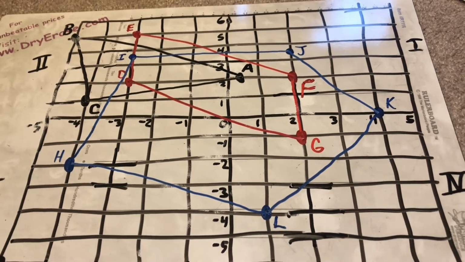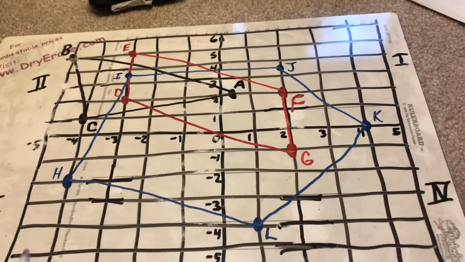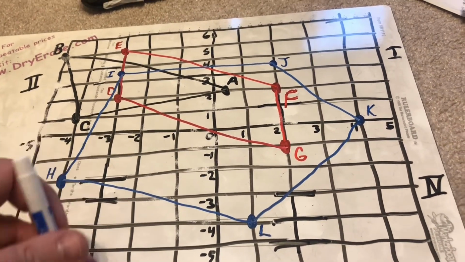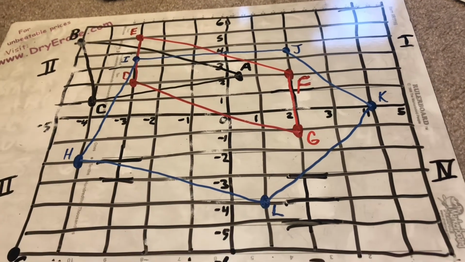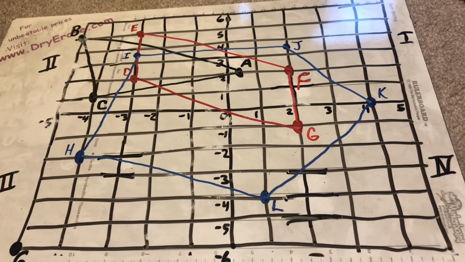So basically, it's just an extension of what we did yesterday, graphing ordered pairs, but now there's kind of shapes and things that you're connecting within an ordered pair.